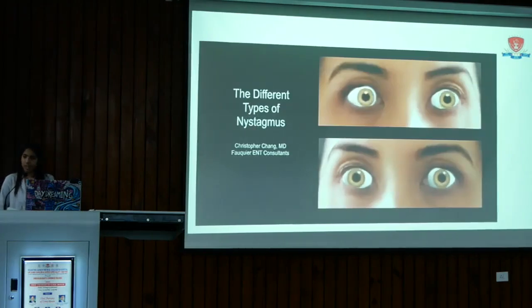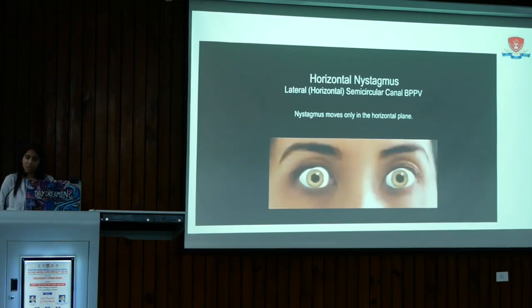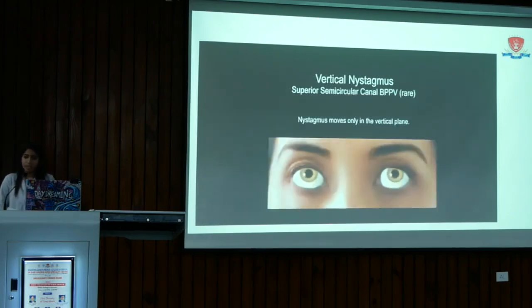So we have different directions of nystagmus, in which we have torsional nystagmus. It has both vertical and a diagonal component. It is most commonly present in posterior semicircular canal BPPV. Then we have horizontal nystagmus, in which the nystagmus moves only in the horizontal plane. It is present in lateral semicircular canal BPPV. Then we have vertical nystagmus. The nystagmus moves only in the vertical plane, and we see it in superior semicircular canal BPPV.